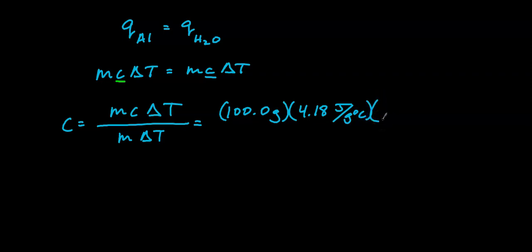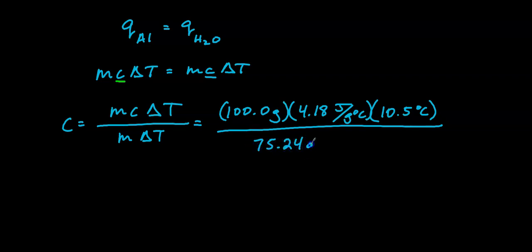And then the change in temperature of the water, I'm just going to plug in that number here. We can do two things. We can plug in the initial and final temperature if you want. But I'm going to go ahead and calculate that and then plug that in. So let's do that. So the change in temperature, be careful of your sig figs, is 10.5 degrees Celsius. That's the change in temperature of the water, divided by the mass of the aluminum, which is 75.24 grams. Times its change in temperature.